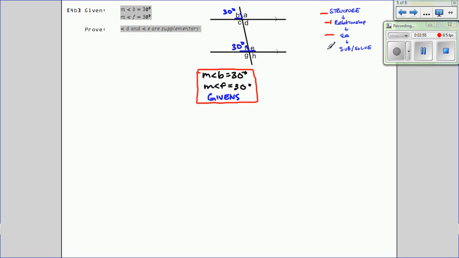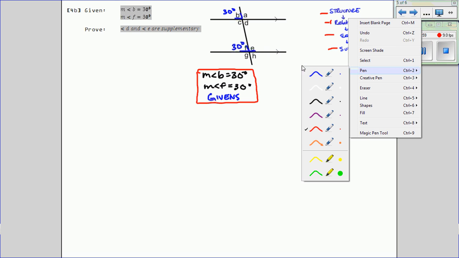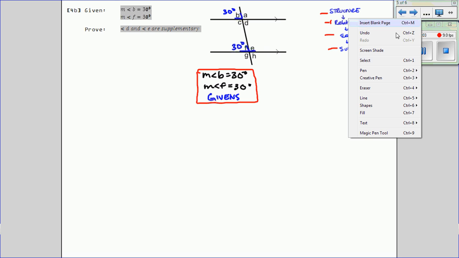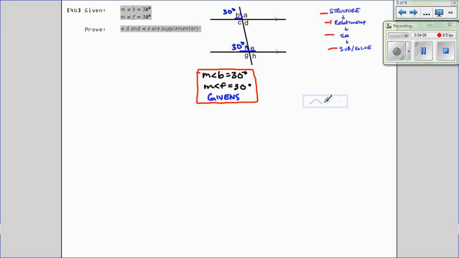So if I'm going to start this proof and I want to show that in the end D is 150 degrees, I'm really going to have to start with the structure from the diagram. Again, I'm going to have to start with the picture. So how do F and E actually relate? Well, looking at the picture, F and E form a line. If they form a line, that means they're supplementary. That's by linear pairs. That's where I'm going to start with the diagram itself.